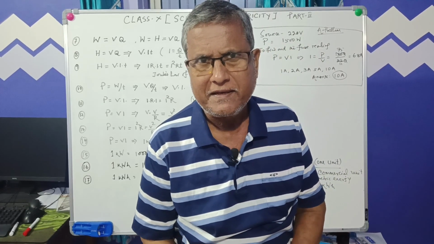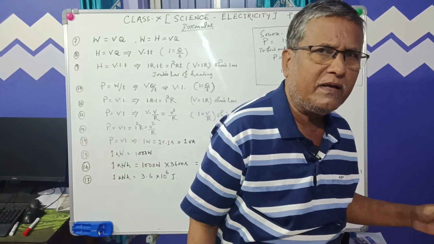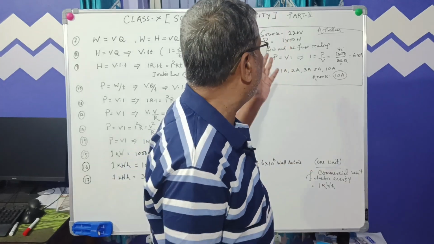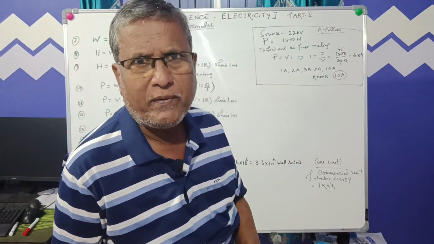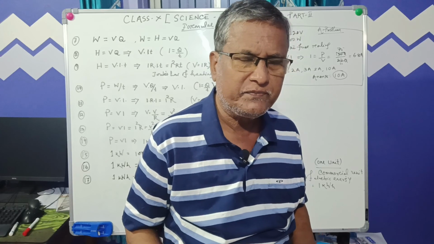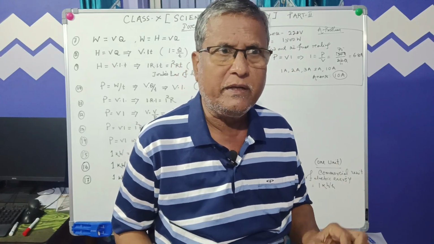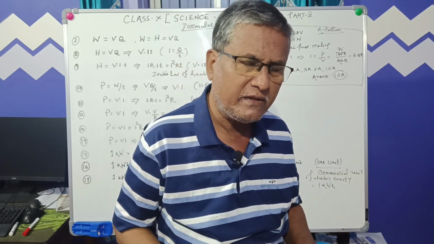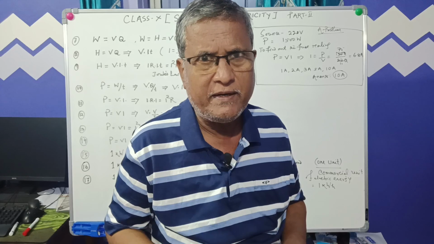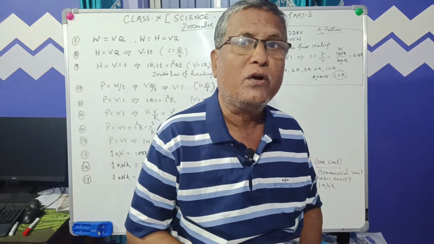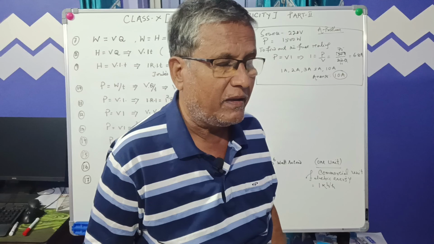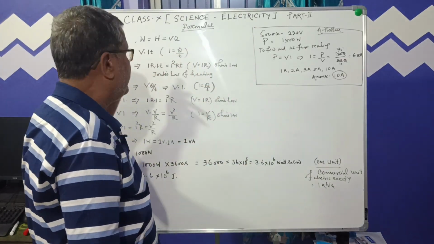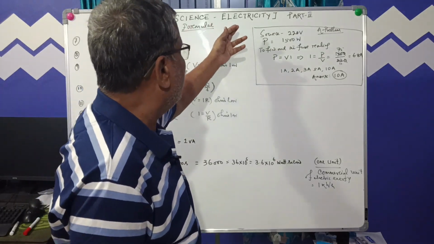My dear students, class 10. In our last video, we discussed 6 formulae of electricity. So far we remember we discussed how to calculate the equivalent resistance of the resistors connected in series and the equivalent resistance of the resistors connected in parallel. Now let's continue the next formula, number 7, under chapter electricity, that is part 2.